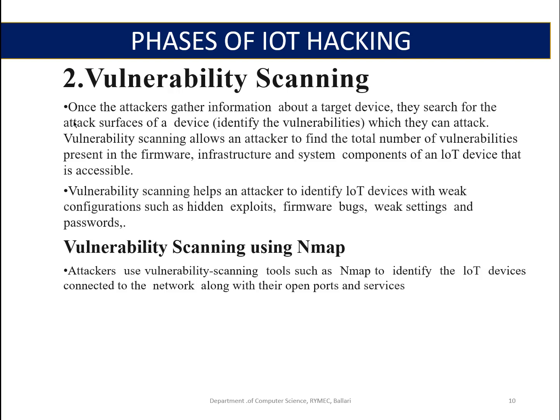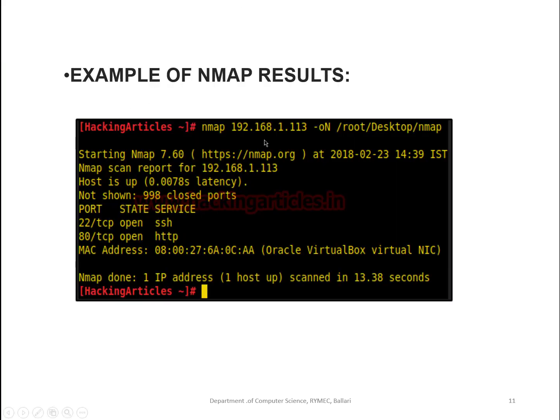The attacker uses vulnerability scanning tools such as Nmap to identify the IoT devices connected to the network, along with the open ports and services. So here is an example of Nmap results. Nmap with the targeted IP, and the output is saved to the desktop. These are the ports open on this IP: 22 SSH is open, 80 HTTP is open.